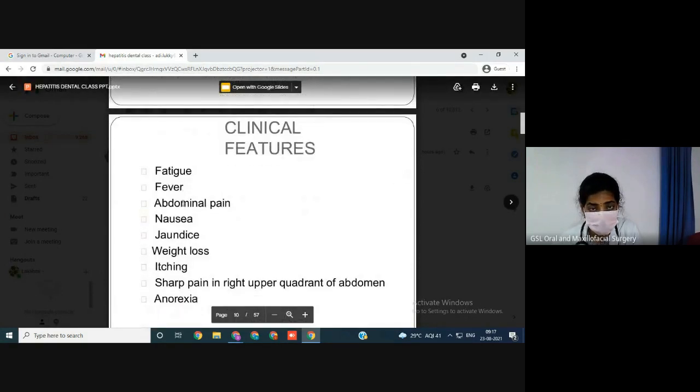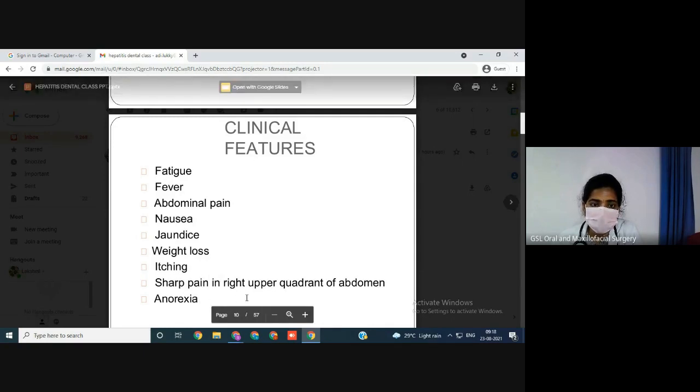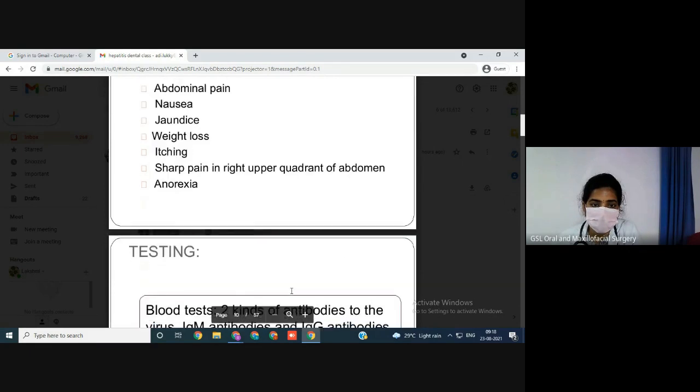Okay. What are the clinical features? The patient with hepatitis A virus infection can present with non-specific symptoms like fatigue, fever, right upper quadrant pain, nausea, vomiting, jaundice, recent onset of weight loss, and loss of appetite, that is anorexia. Itching is because of some types of jaundice, like obstructive jaundice, which can cause itching because of bile acid accumulation in the body. The patient will also have sharp pain in the right upper quadrant of the abdomen.